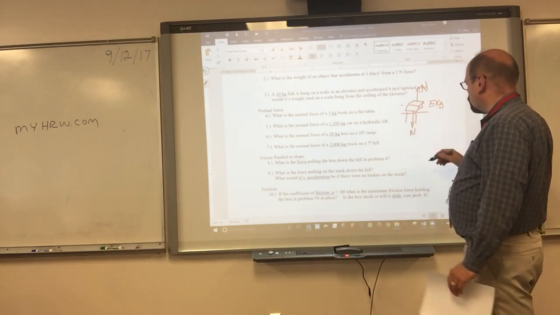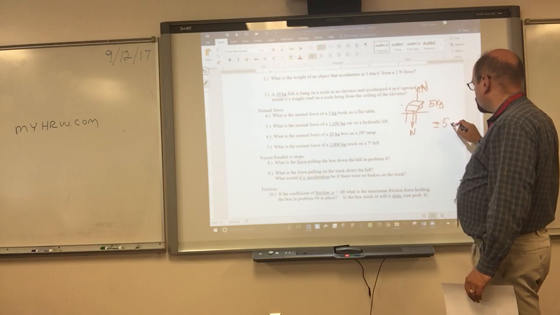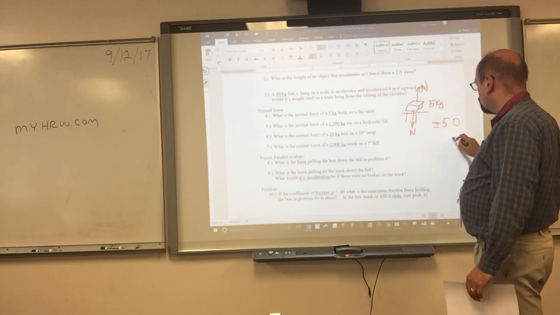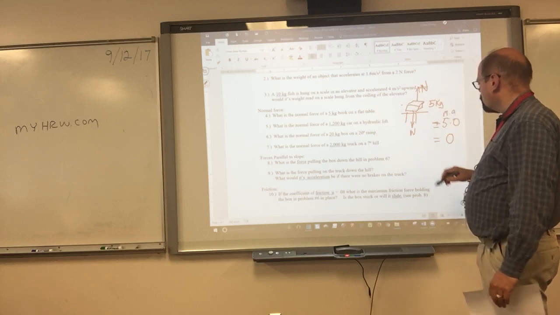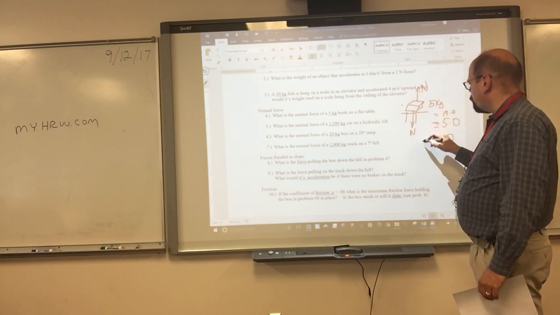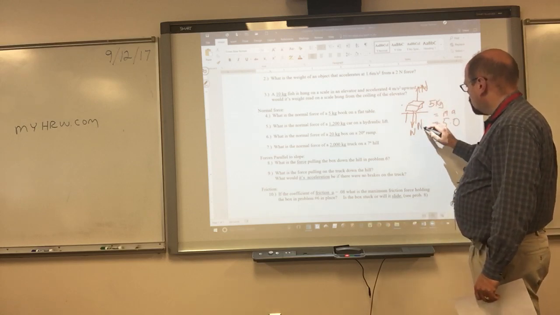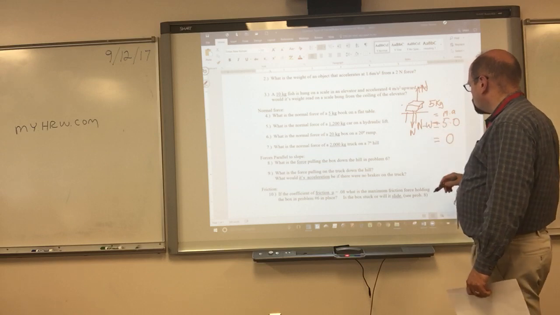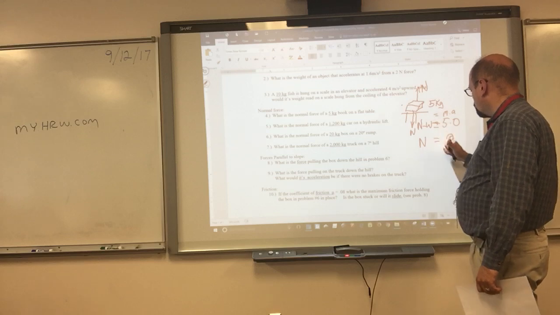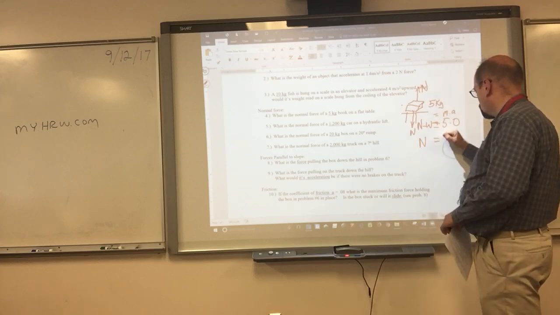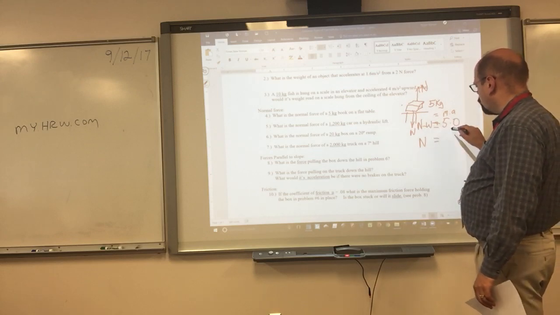Now, that book is not moving. It has a mass of 5 kilograms, and the acceleration is 0, so the mass times the acceleration is 5 kilograms times 0, which is nice because that ends up becoming this side. And now for the forces, I have to put both of these two forces in there. So that's going to be the normal force minus the weight is equal to 0. So the normal force is going to be equal to the weight when I move this over.